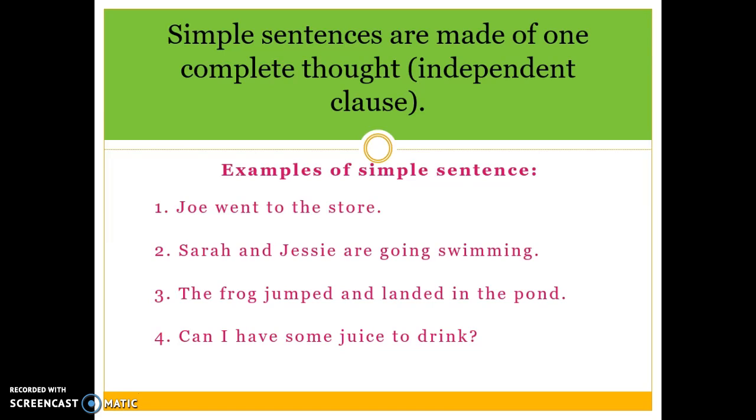Simple sentences are made up of one complete thought. We call that an independent clause. Here are some examples of a simple sentence. Joe went to the store. It has one subject and one verb.